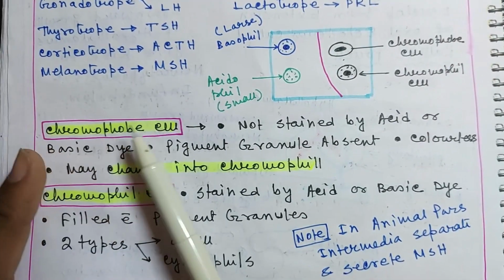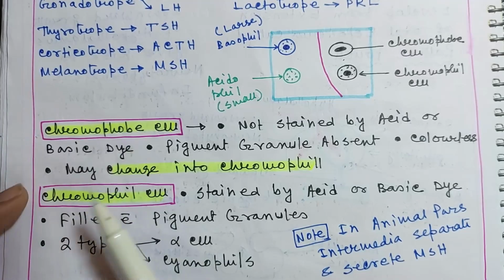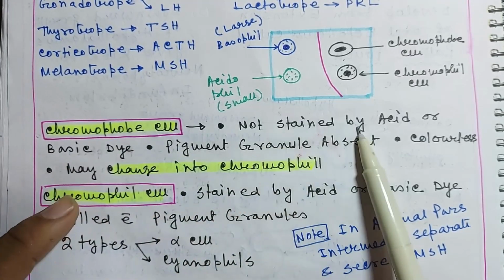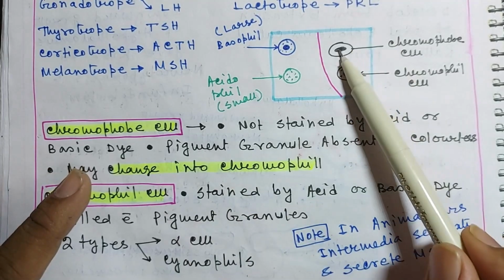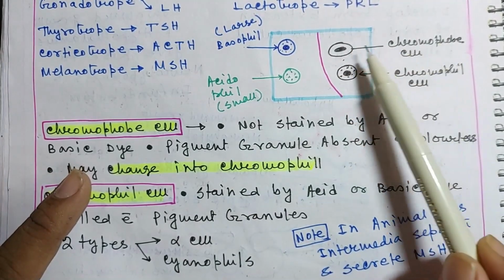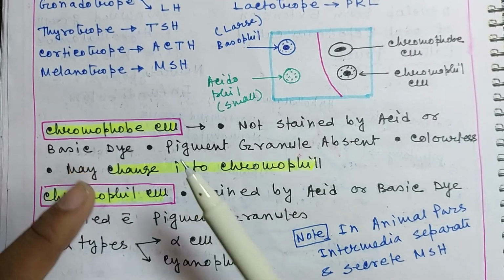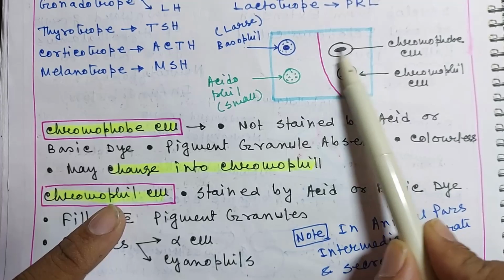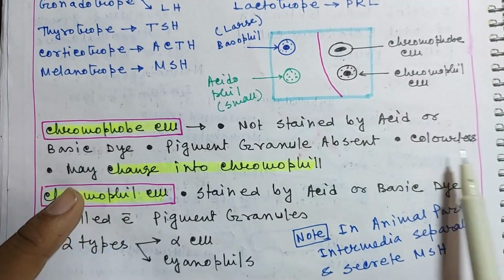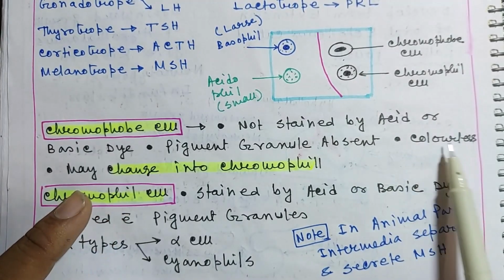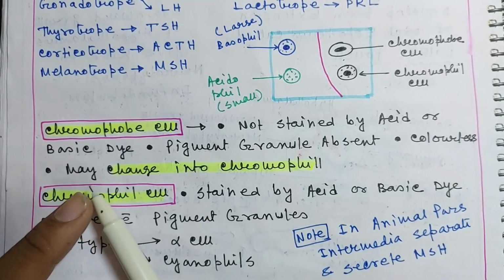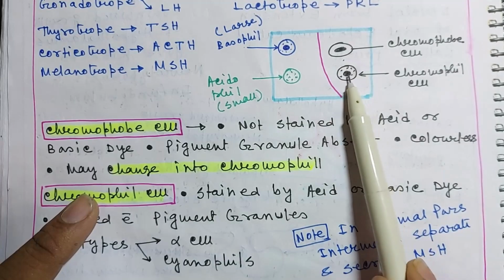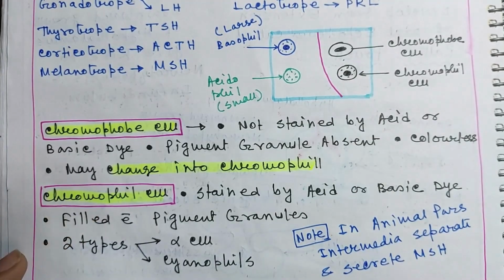So two types of cells are found in the adenohypophysis, the chromophobic cells and the chromophilic cells. The chromophobic cells are not stained by acid or basic dye, and pigment granules are absent. So this is transparent, no pigment granules can be found, and it is also colorless because it cannot be stained with any dye, and it may change into a chromophilic cell. So these chromophobic cells can be changed into chromophilic cells.